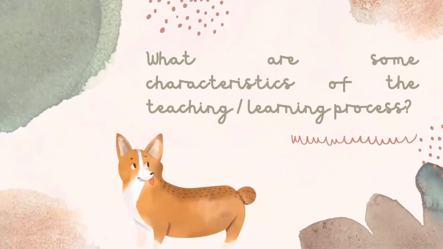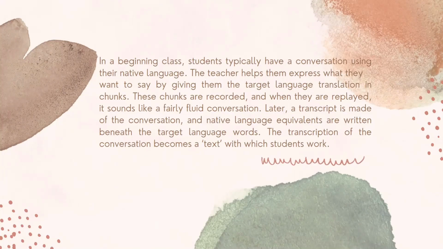Third question, what are some characteristics of the teaching learning process? In the beginning class, students typically have a conversation using their native language. The teacher helps them express what they want to say by giving them the target language translation in chunks. These chunks are recorded, and when they are replayed, it sounds like a fairly fluid conversation. Later, a transcript is made of the conversation, and native language equivalents are written beneath the target language words. The transcription of the conversation becomes a text with which students work.